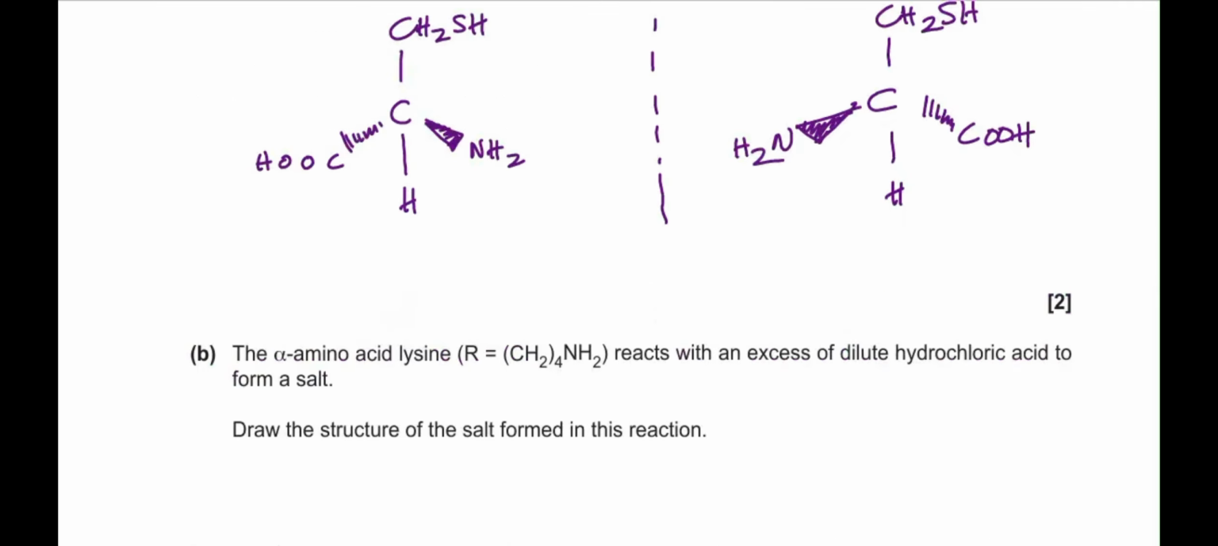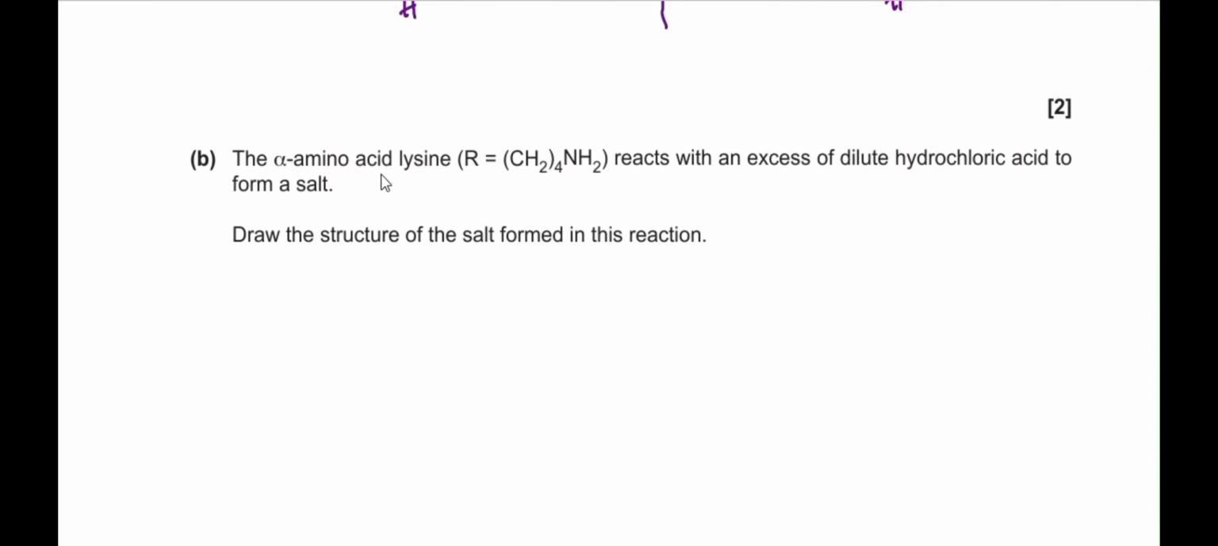Okay, next question. Part B. The alpha amino acid lysine, where R is CH2 four times NH2, reacts with an excess of dilute hydrochloric acid to form a salt. Draw the structure of the salt formed in this reaction.